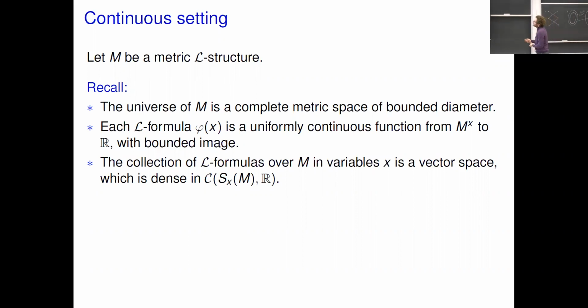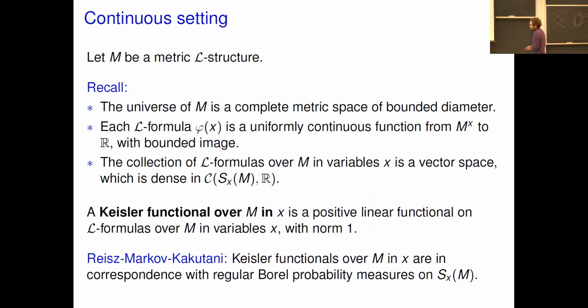And so then in this setting, the collection of L formulas over the structure and some fixed tuple of variables X becomes a vector space in the connectives that you allow for continuous logic. And it's not hard to check that it's dense in the space of continuous functions from your type space into the reals. So there are these vector spaces. And then, right, if you're familiar with the Malliaris-Pillay proof of the regularity, you know that it involves Keisler measures. And so here we need an analog of Keisler measures as well. How do you get a Keisler measure in continuous logic?